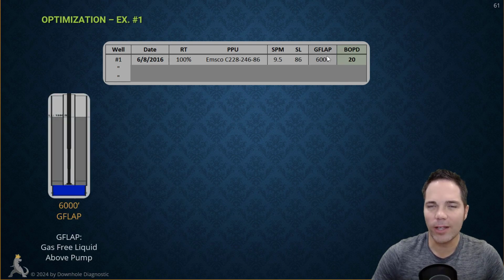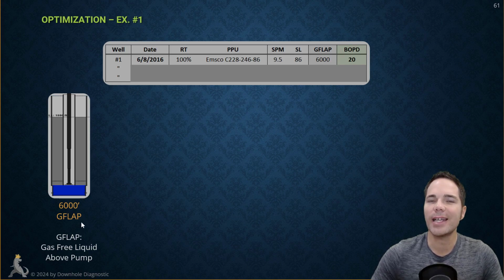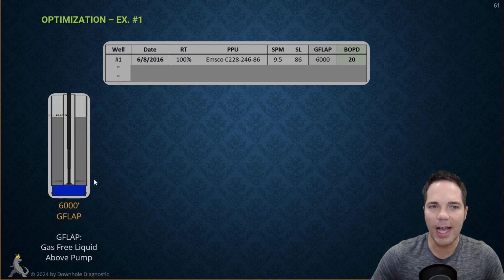And when I tested the well, I found that it had 6,000 feet of G-flap here. Okay, and if you don't know what G-flap is, this is gas-free liquid above the pump. This is a very important parameter right here. And what it means is how much liquid is above the pump intake. Okay, so you might have a gaseous fluid column. In this case, it doesn't show gas in the illustration because it wasn't making gas. But if we had gas that was producing, that gas is going to occupy a certain amount of volume in the annulus. And the G-flap here represents, if we were to take that gas volume out, how much of the gaseous column height above the pump intake is just pure liquid.